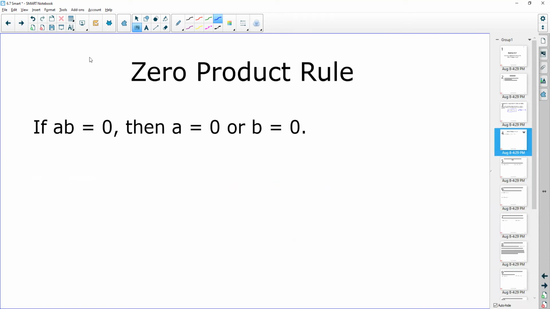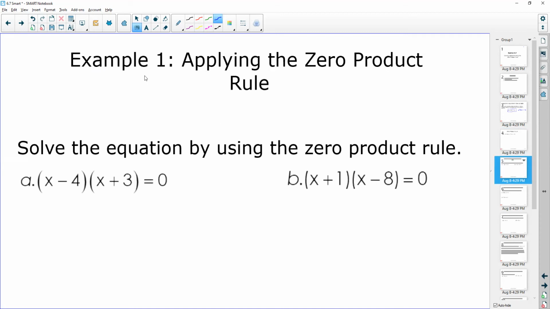Okay? The zero product rule is this. It's based on this idea that we get to do the work in solving equations that we do from here. If a times b equals 0, then a equals 0 or b equals 0. So if one of them equals 0, one or both also equals 0, which means that we can break up a product and set both factors equal to 0, and that's important.